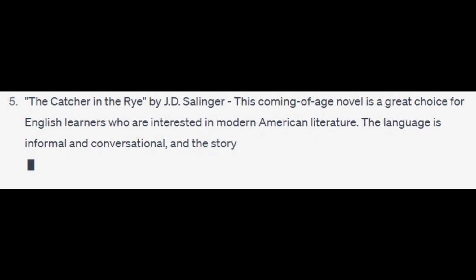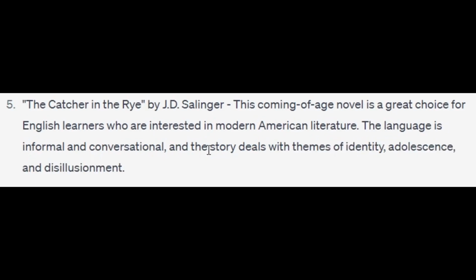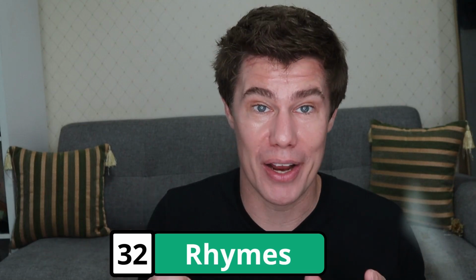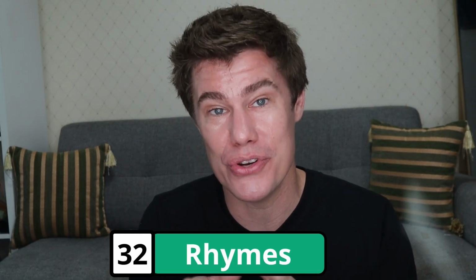Catcher in the Rye, one of the most popular American novels. This coming-of-age novel is a great choice for English learners who are interested in modern American literature. The language is informal and conversational, and the story deals with the themes of identity, adolescence, and disillusionment. Rhymes. Ask ChatGPT to write a poem that rhymes for you to practice.